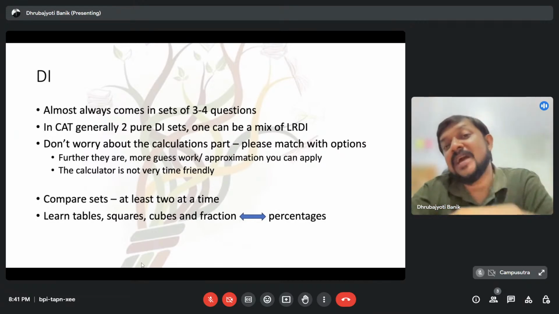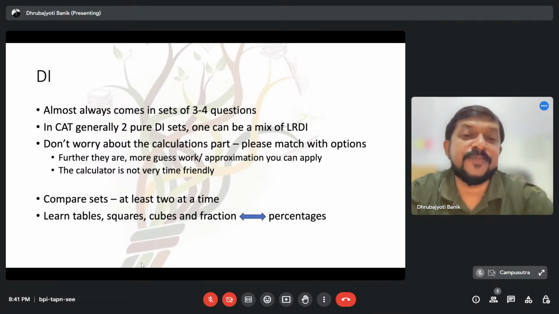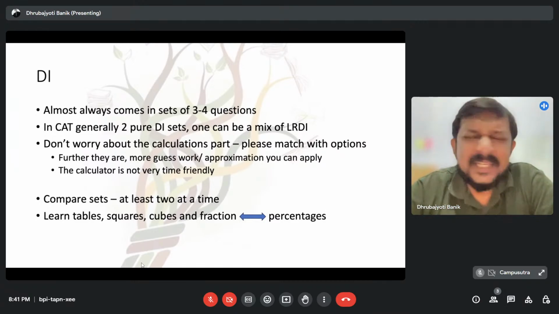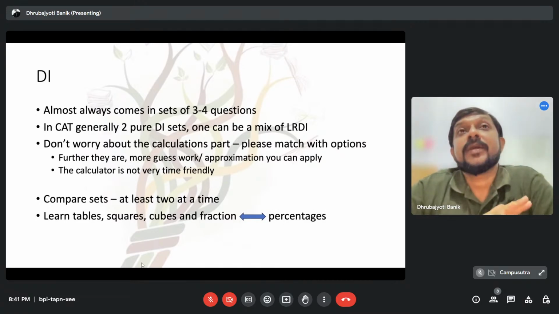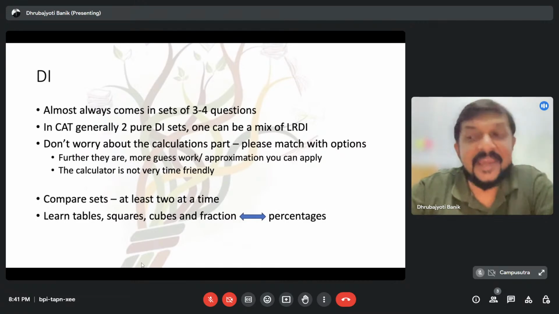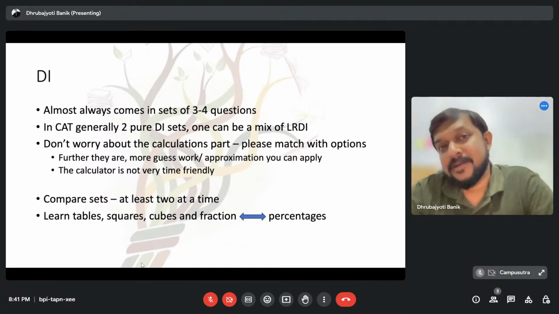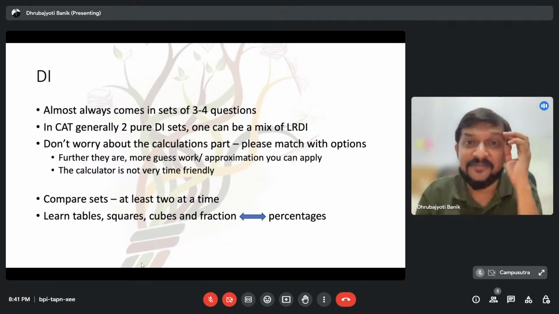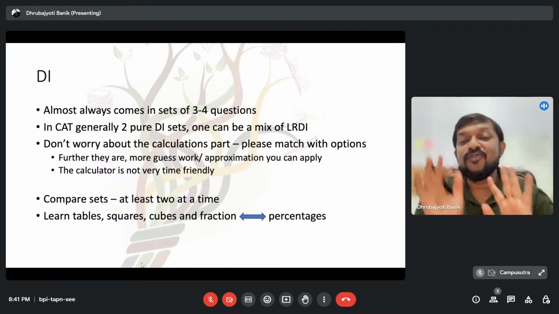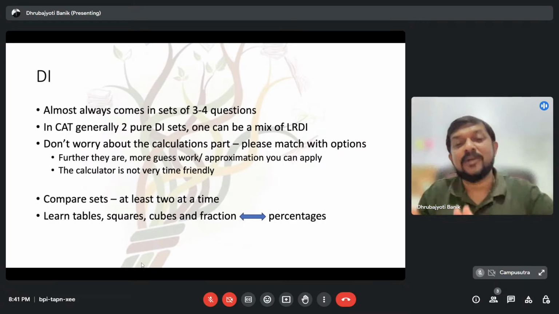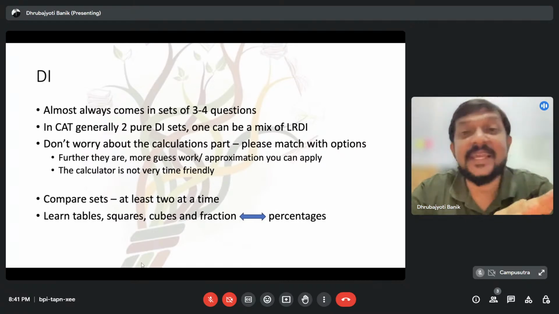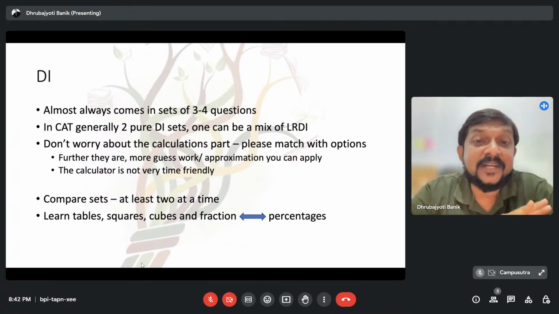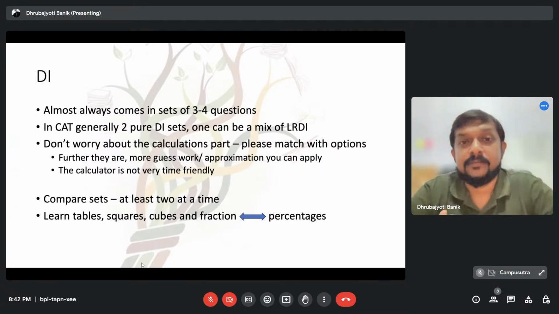If you have seen enough CAT papers, and I insist that you see a lot of previous years' CAT papers, which are easily available on the internet, as well as some books, most of the time the options are not very near. The options are quite far apart, comfortably far apart. So even if you do guesswork, approximation, a little bit of percentages here and there, I can safely tell you that 70 to 80% of those calculation based questions can be done.